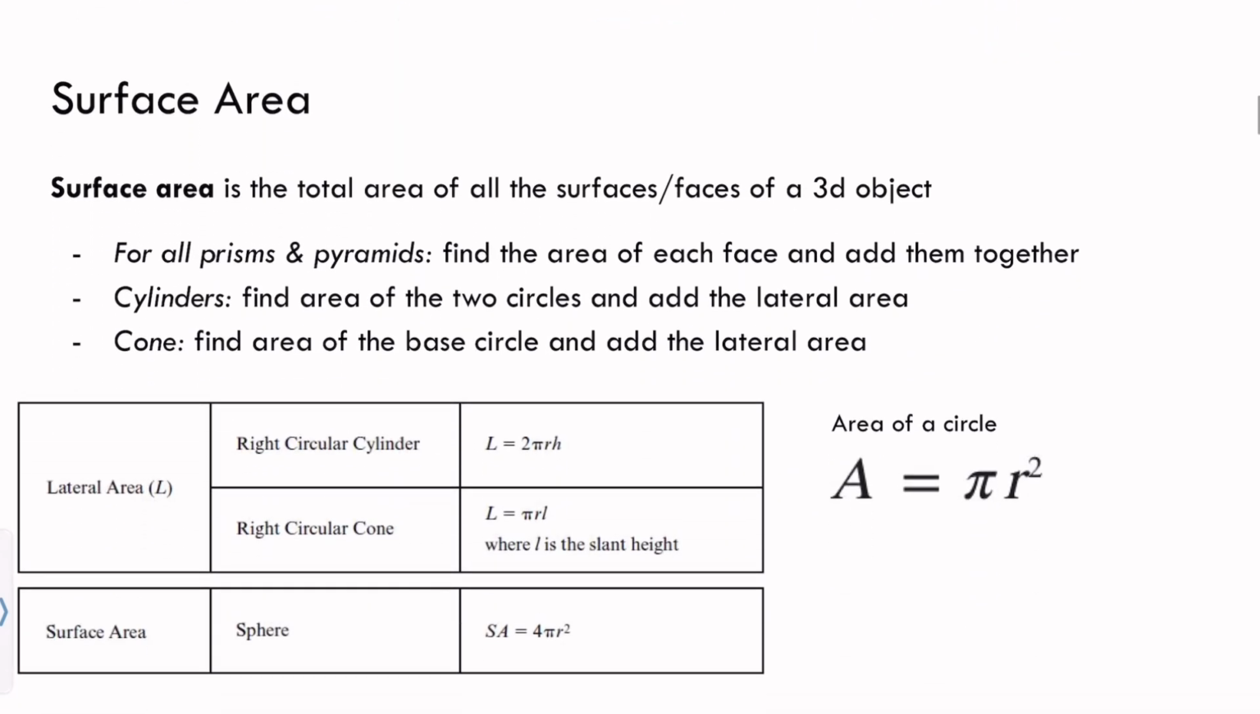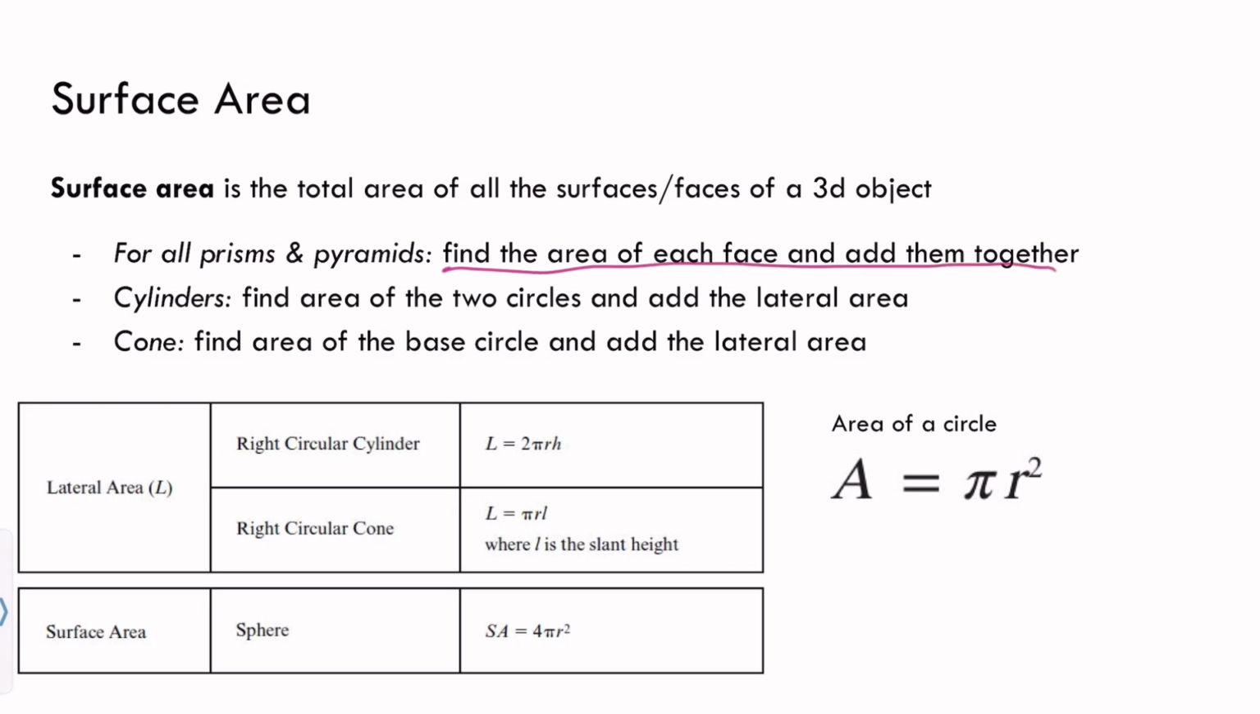So moving on to surface area. Surface area is the total area of all the surfaces of a 3D object. So to find the surface area of all prisms and pyramids, which are made up of polygons, we want to find the area of each face and then add them together.